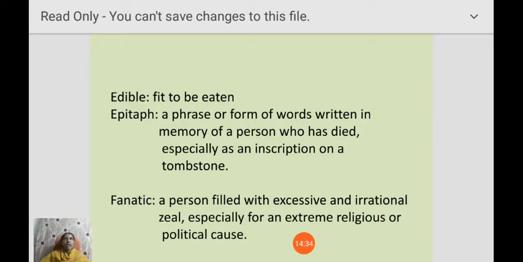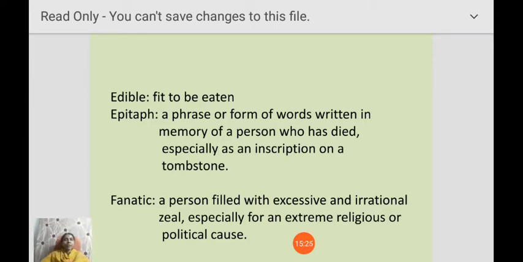Epitaph. Let us take the example of Keats. On his tombstone, Keats wanted these words to be inscribed: Here lies one whose name was written in water. It is on the tombstone of Keats. When he died, he said, after my death, you write these words on my tombstone. So they are inscribed on the tombstone. So that is called epitaph.